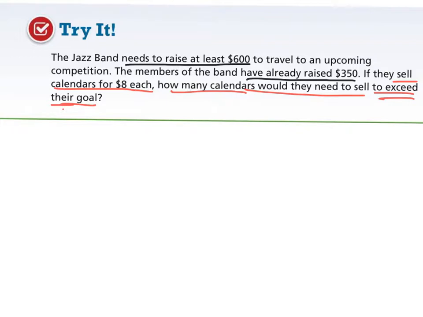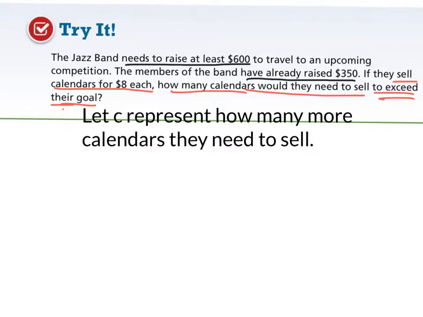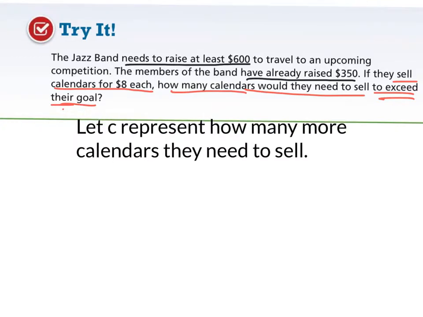So we can think about what's happening here. Technically on this, we don't really have a variable defined, so that would be a first step maybe we would consider. So we could do something like let C represent how many more calendars they need to sell. If you picked a different letter, that's fine. So they already have $350 and then $8 per calendar. That's the amount they're raising. That has to exceed the goal, would have to be then greater than 600.